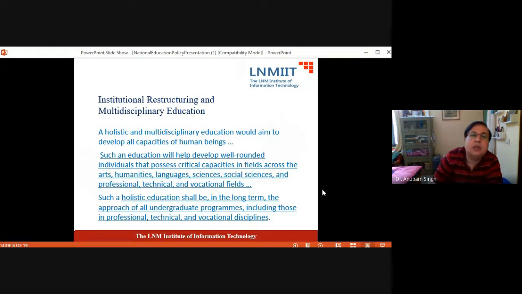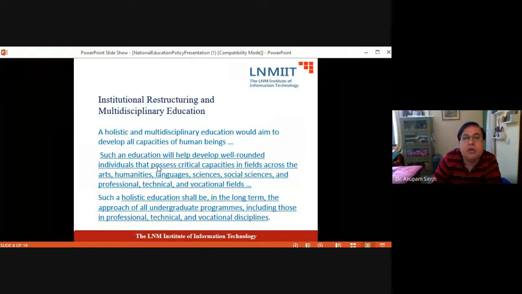And of course, they emphasize both the holistic and multidisciplinary aspect of education, and it helps human beings. How does it help human beings? Such an education will help develop well-rounded individuals that possess critical capacities in fields across the arts, humanities, languages, sciences, social sciences, and professional, technical, and vocational fields. Pretty much everybody, I think, is captured here. If anybody is missing, let me know, but I think it basically means everybody will be better off, right? So the question would be, why not do it? And we'll come to the answers also in a while.